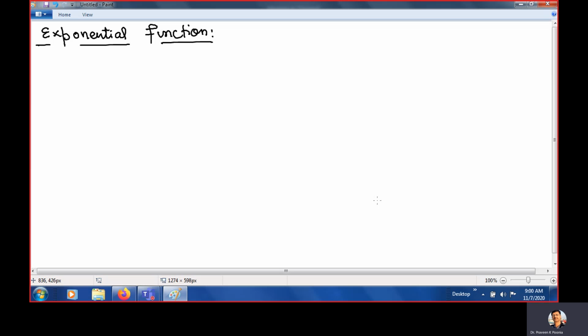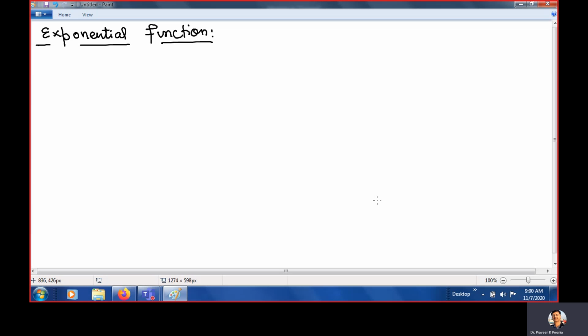Hello students, this is week number 5 and we are starting chapter number 2. Chapter number 2 has two non-algebraic or transcendental functions, like the exponential function and the logarithmic function. We will complete this chapter in 3 weeks, and we can divide it into 3 sections: week 5, 6 and 7.